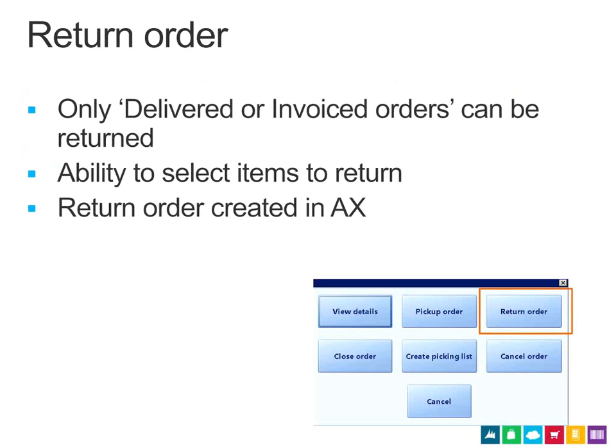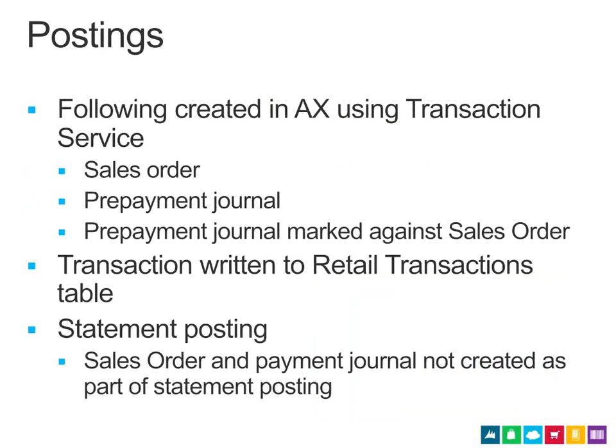From a posting perspective, it's all done using transaction service. So the initial sales order is created, or quote, but since quotes don't have any inventory or financial impact, in this case we're pretty much just focusing on sales orders. But in this case, the transaction service creates the sales order. When a deposit is made, then transaction service makes the prepayment journal entry.